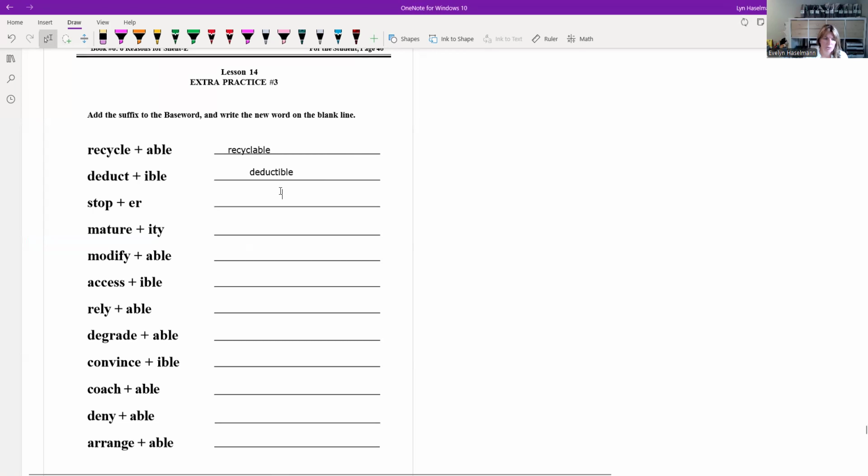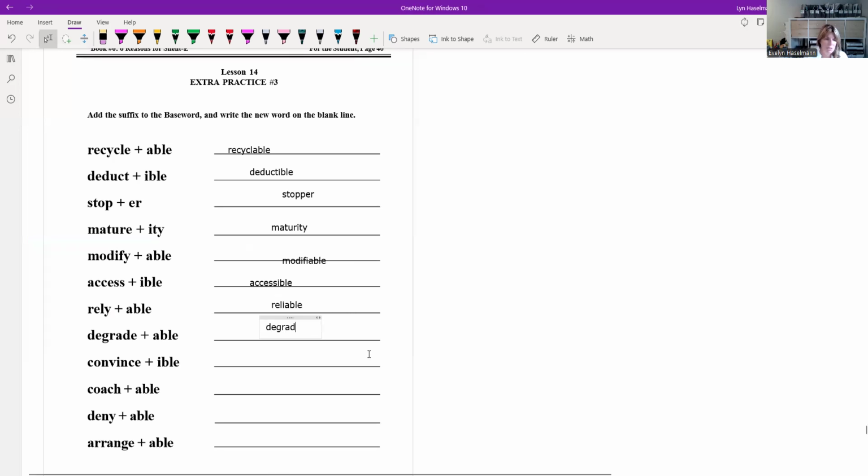This will be a double rule, stop to stopper. Maturity will drop the E, M-A-T-U-R-I-T-Y. Modifiable, you're going to change your Y to an I, M-O-D-I-F-I-A-B-L-E. Accessible, we also talked about the difference, we talked about suffixes ABLE and IBLE, and that sometimes students will need to look it up if they can't hear it. Sometimes you can. Sometimes you can't. So that's a change rule there.